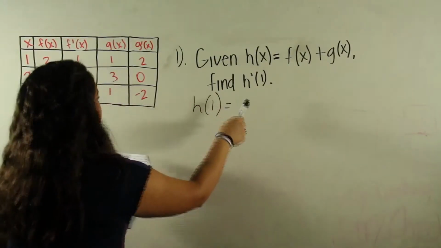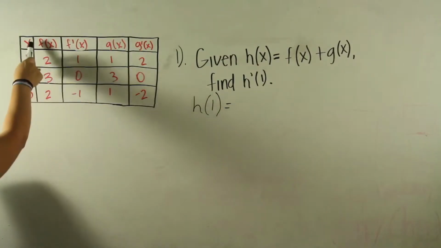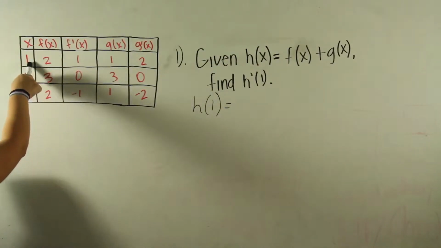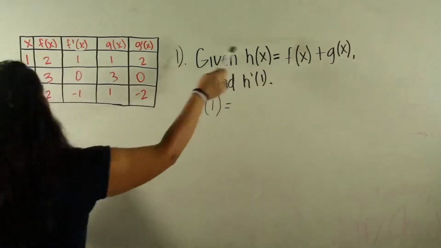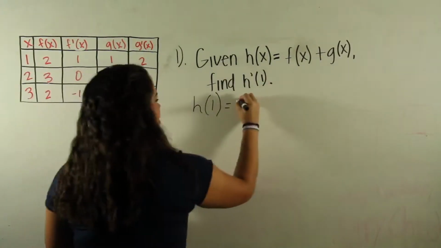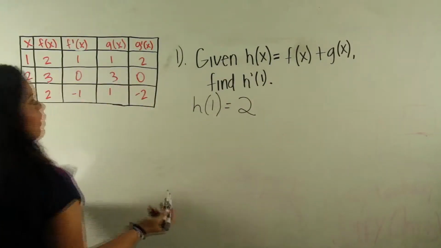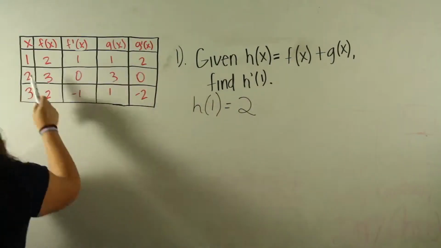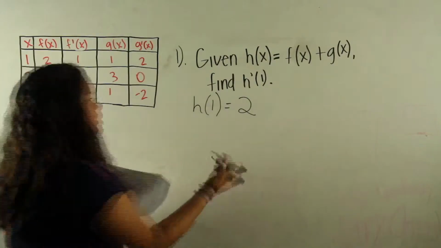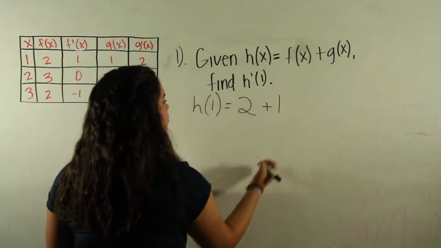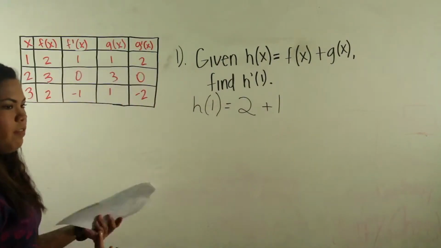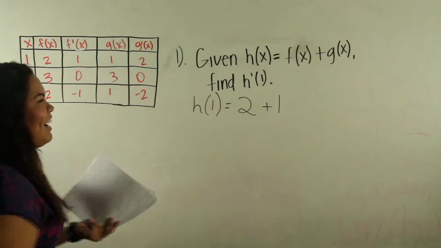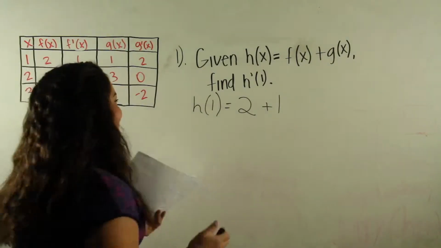which we'll go back to our table and we'll say, okay, when x is 1, f of x is 2. And so we go to the second part of the problem, g of x. So when x is 1, g of x is 1 also. The next step is to find h prime of 1.